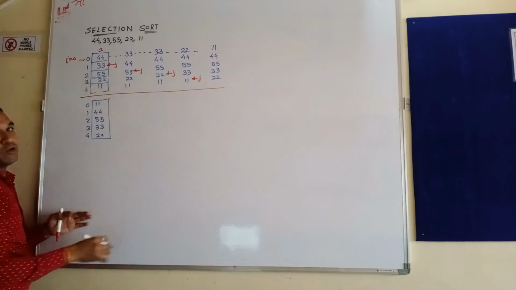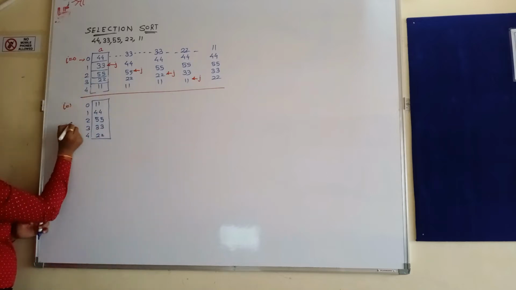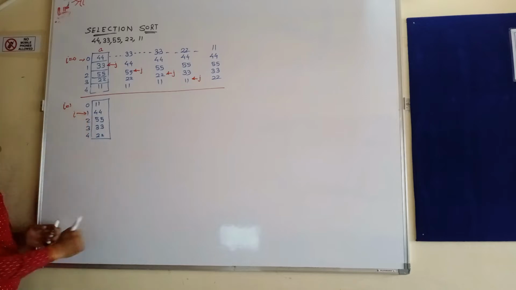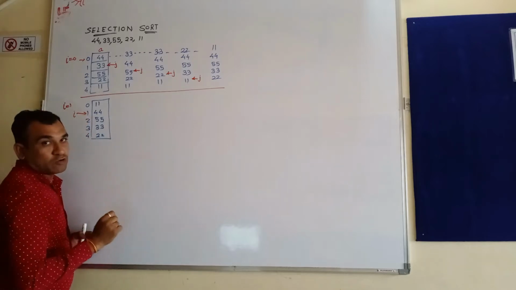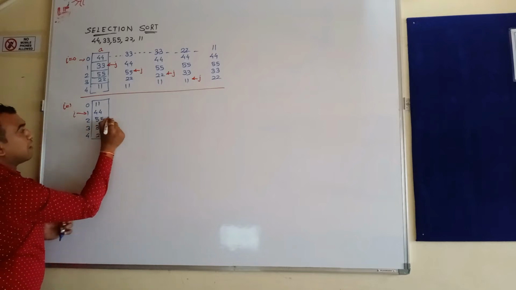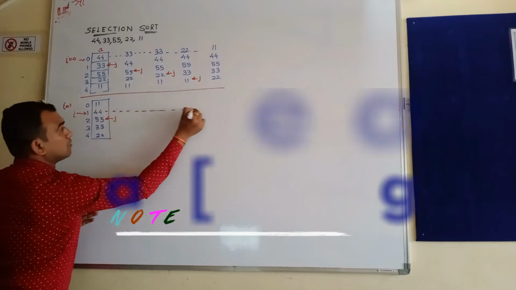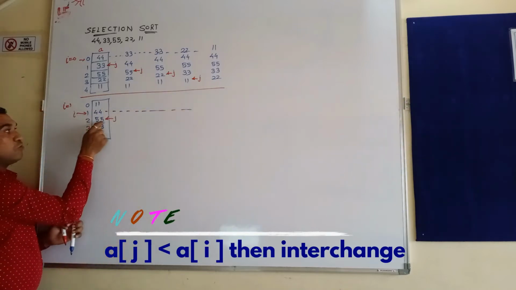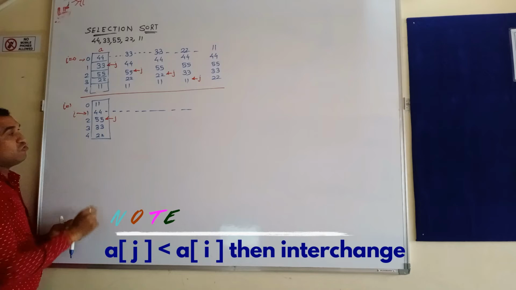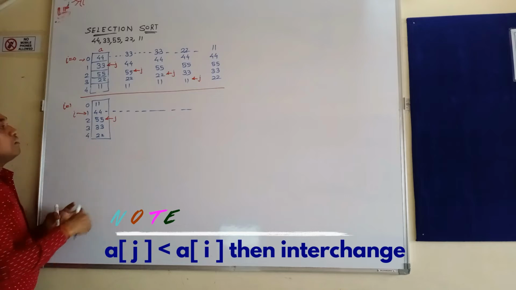Now the outer loop i variable is increased. Now it becomes 1. It means my i is here. What are we going to do? j always starts with i plus 1. It means j will start from here. My ith position is the fixed position. Now we are going to compare a of i with a of j. If a of j is smaller than a of i, then and only then we are going to interchange, but this is not possible here.